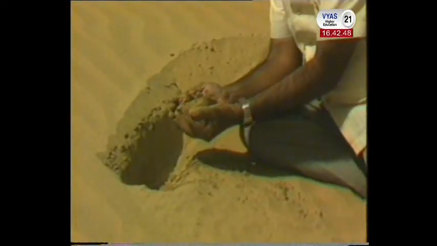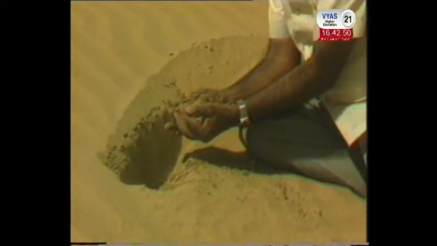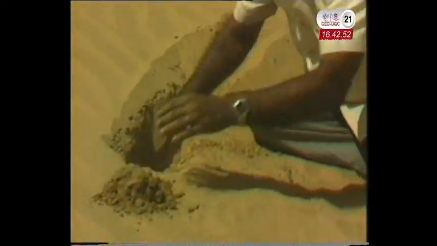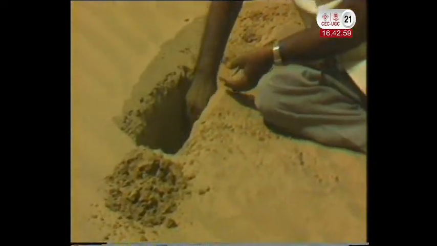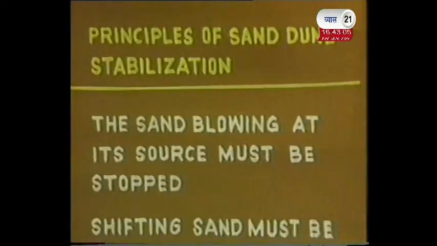Revegetation of these dunes is comparatively easier as they are rich in moisture. At a depth of about 1 to 1.5 meters, it contains about 3% moisture, and moisture increases with the increase in depth. In order to successfully control the sand drift and stabilize sand dunes, the following points are to be considered.